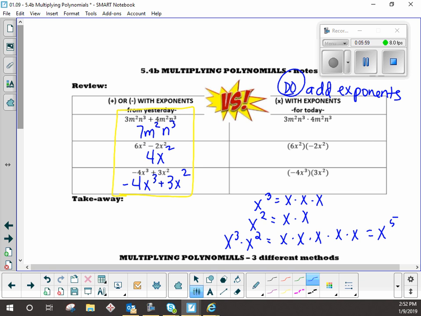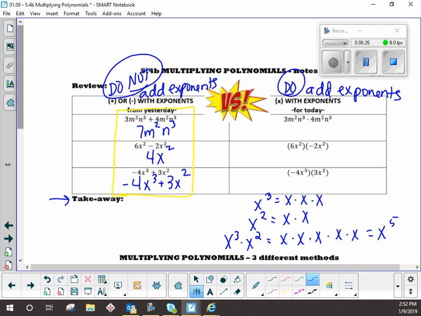And on the top of the left-hand side, I want you to add, do not add exponents. Okay, that's the takeaway that I wanted you to have. I was originally going to write it down here, but then I decided to do it on top of the table. So when you're adding or subtracting, you do not add the exponents. When you multiply, you do add the exponents.